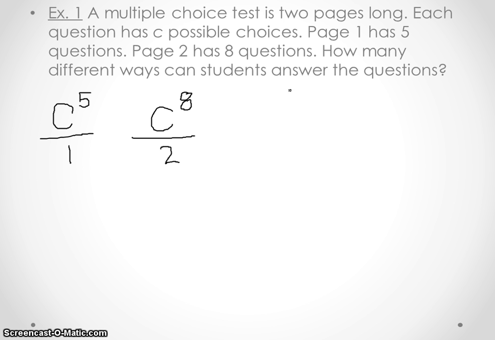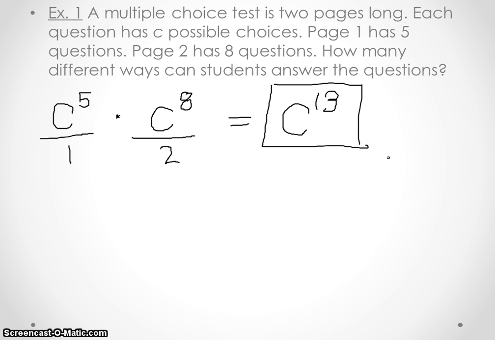Now they want to know how many different ways can students answer the questions. They mean all the questions here. So what we're going to do is we again have to multiply. So C to the 5th times C to the 8th power. Well, we know when we multiply bases, we add the exponents. So we have C to the 5 plus 8, giving us C to the 13th power. Now again, we do not know how many choices we actually have. That's why it's just represented by the letter C. So how many ways can the students answer the questions? It would just be C to the 13th ways.